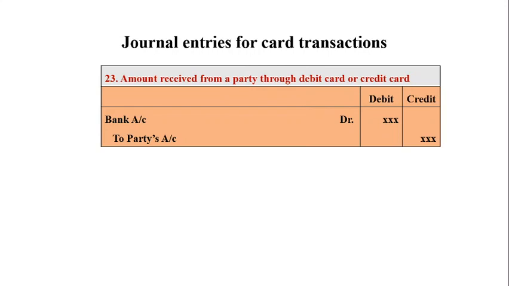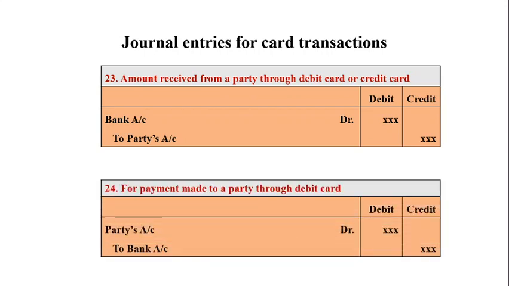Journal entries for debit and credit card transactions. 23. Amount received from a party through debit card or credit card. Now accounts involved here are bank account and party's account. Both are personal account. Bank receives the money and party makes the payment, and therefore the journal entry is bank account debtor to party's account.